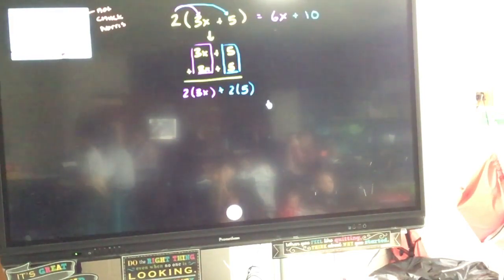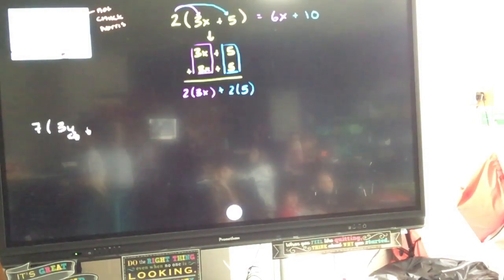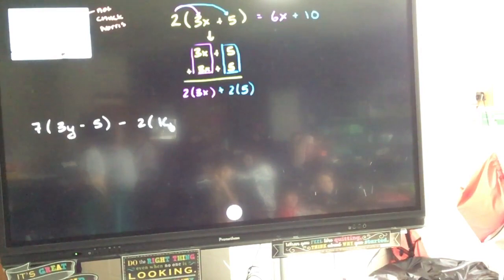Now let's try something that's a little bit more involved, but once again, really just things that you already know. So let's say that I had 7 times, let's say 3y minus 5, minus 2 times 10, plus, let's say plus 10 plus 4y. Let's see if we can simplify this.